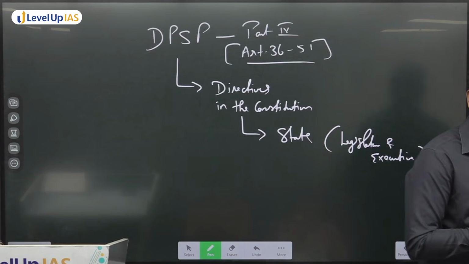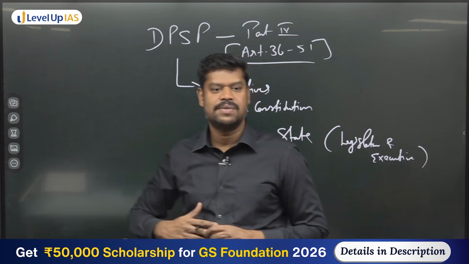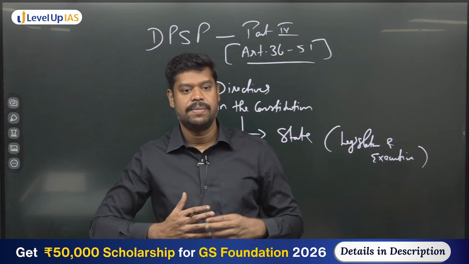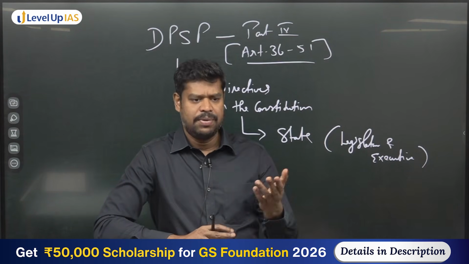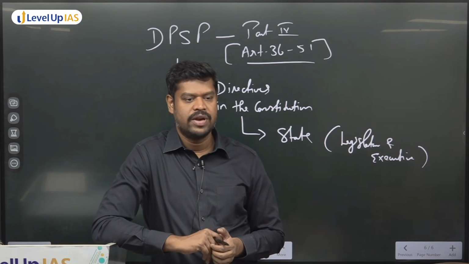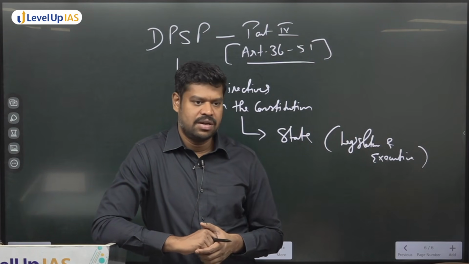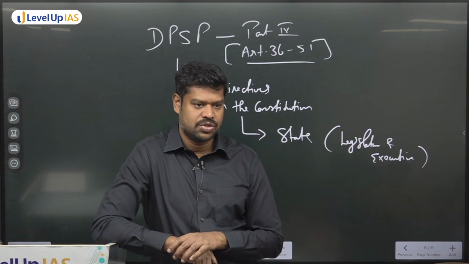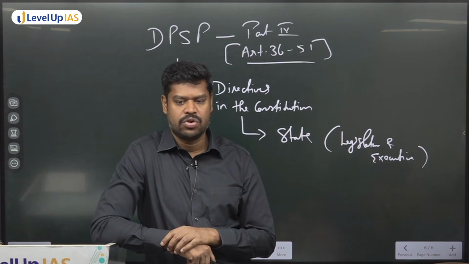Can you give me some examples of directives in Part 4 of the Constitution, if you can recollect? Uniform Civil Code is one of the liberal principles. Yes, definitely it is a directive. But can you think of some socialistic principles? Because that is what received immediate attention. For example, equal pay for equal work, minimum wages should be given, and distribution of material resources. These are all directives placed in Part 4 of the Constitution.